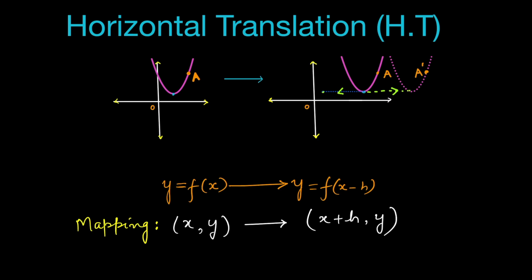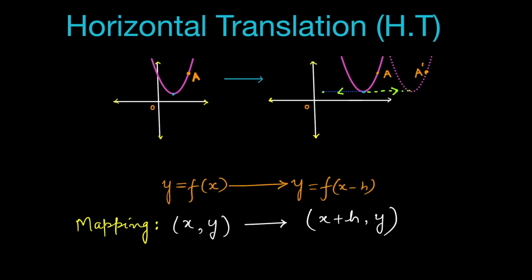Now how does the function look? y is equal to f(x) will look like y is equal to f(x minus h). Whatever this h value is, just remember that h is the horizontal translation, and always the h value will be taken with the opposite sign. We'll explain this in the next slide.